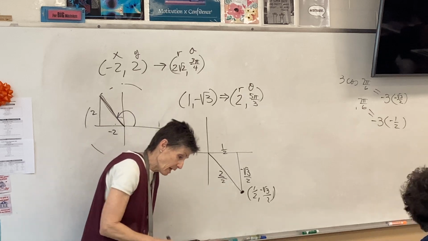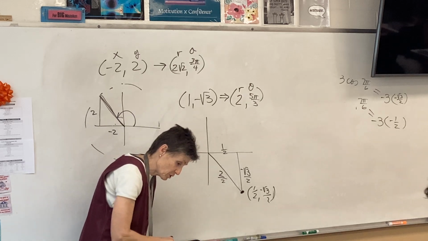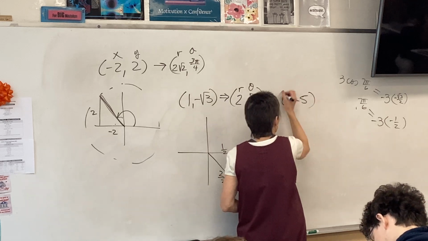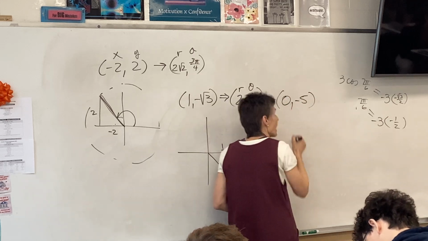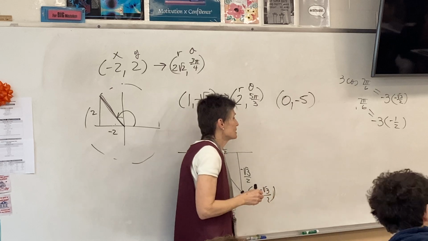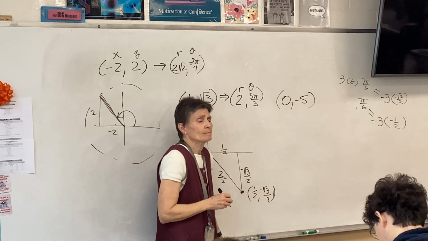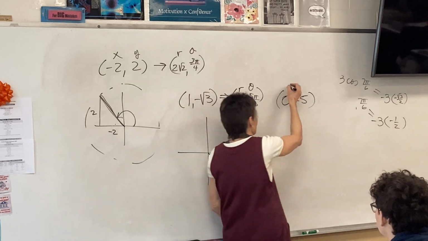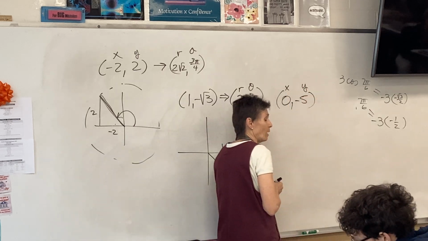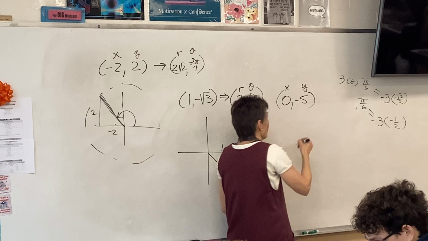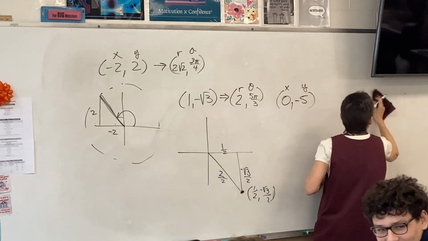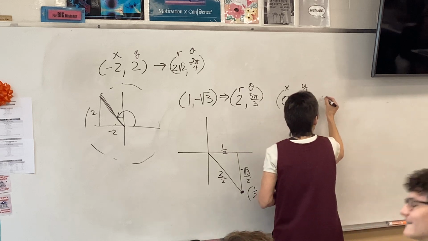All right, how about the next one, which is 0, negative 5. Now those are x and y. Keep it straight. Those are x and y. So what's going to be the corresponding r and theta?